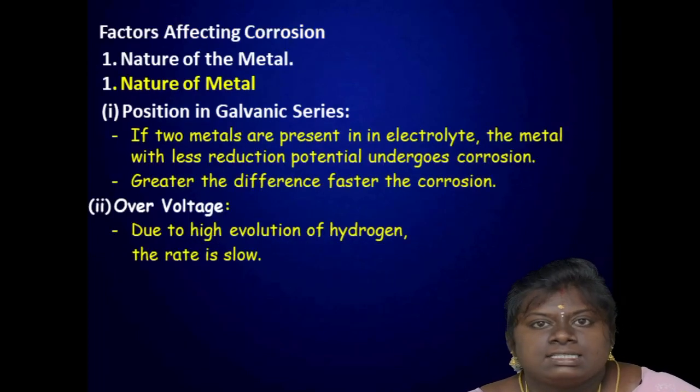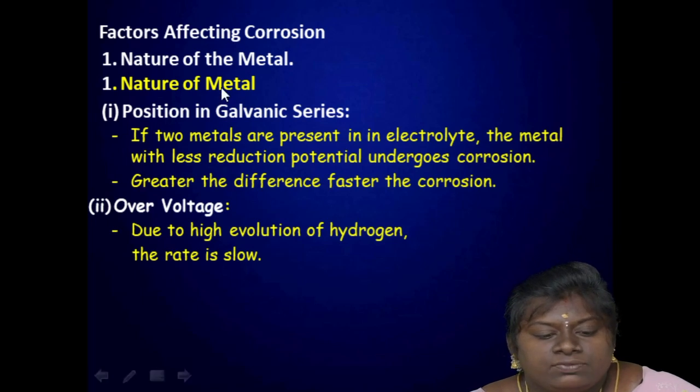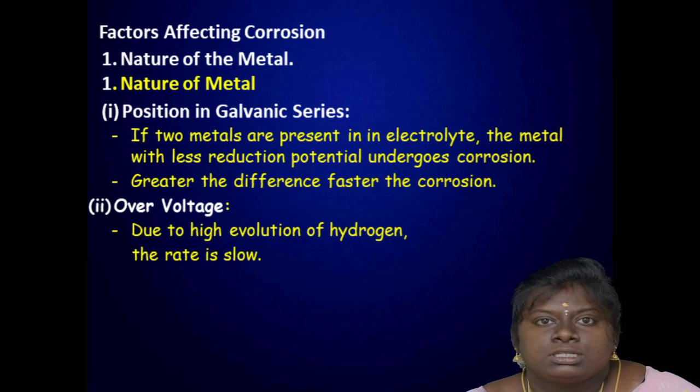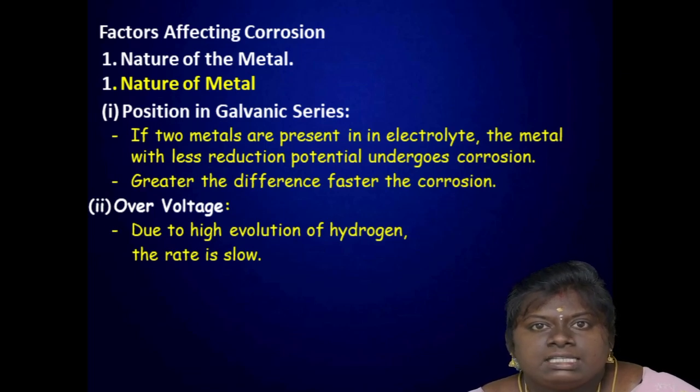Next one is the factors affecting corrosion. There are many factors affecting corrosion. The two important points are the nature of the metal and the nature of the environment. In the case of the nature of the metal, that is position in the electrochemical series and position in the galvanic series. If two metals are exposed to an electrolyte solution, the metal having the lower reduction potential easily undergoes corrosion. So a metal with the lowest reduction potential will easily corrode and be oxidized on the surface.